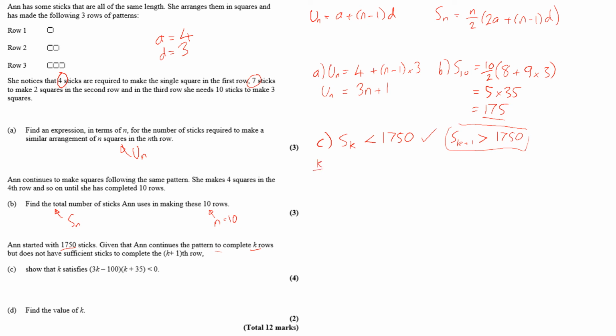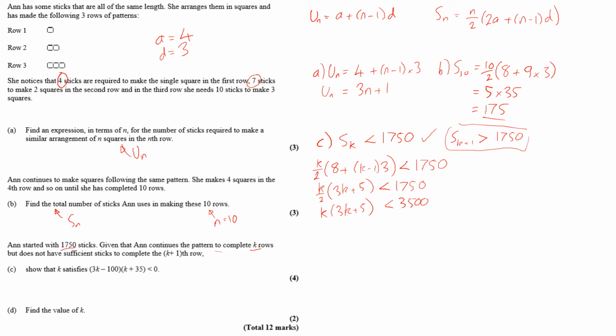It would tell us K over 2, 2A, so 8, plus K minus 1, lots of D, so lots of 3, is less than 1,750. I would then probably tidy this up a little bit, so K over 2, and this would be 3K plus 5 inside the bracket, is less than 1,750, and then maybe double both sides, so K lots of 3K plus 5 is less than 3,500.